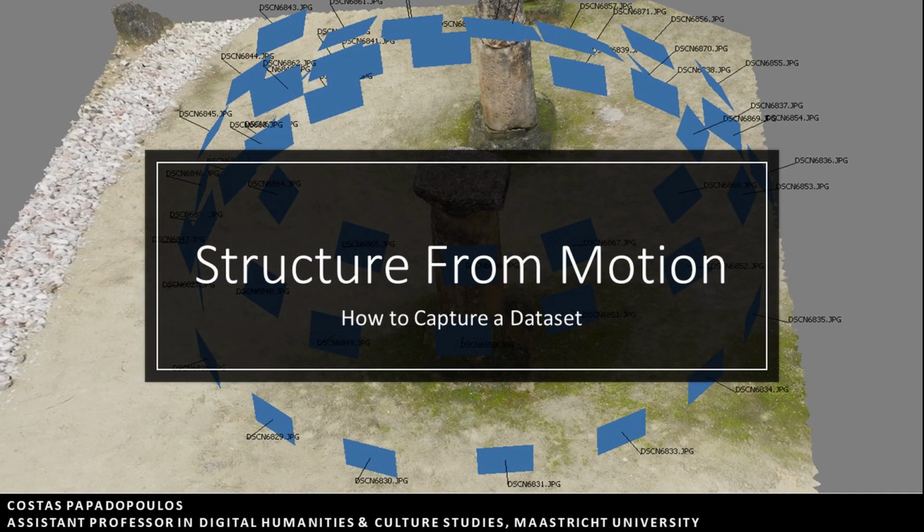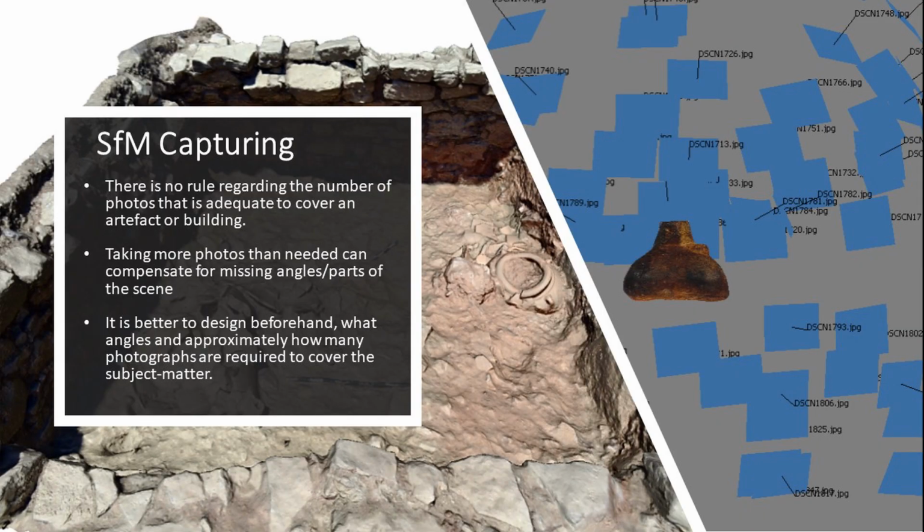In this presentation, we'll go through the best practice for capturing structure from motion datasets. Structure from motion is solely based on photographs, and as a general principle, photographs should cover the subject from all sides and different angles. This is necessary in order to extract three-dimensional information and generate 3D models.